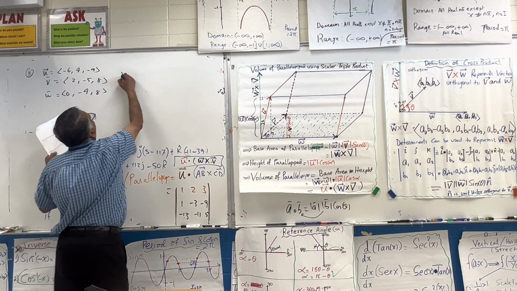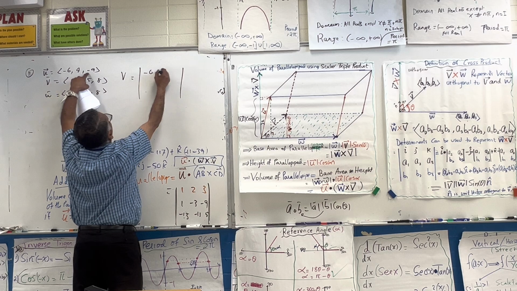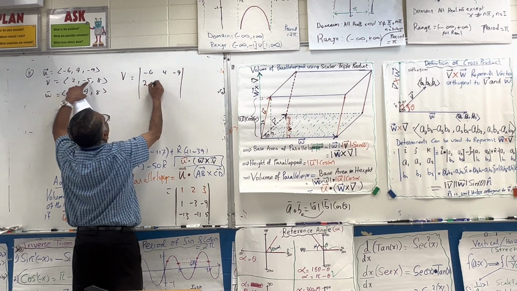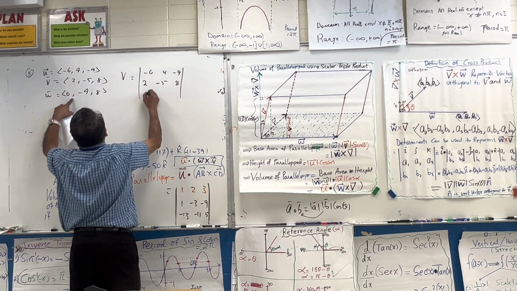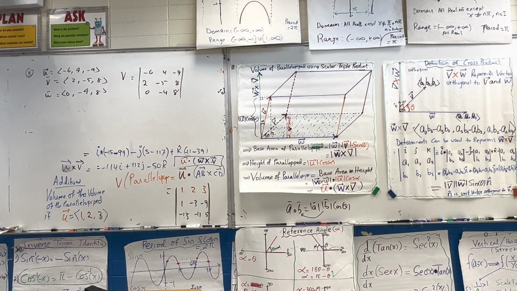So all you do is put those numbers in for the volume. What are the numbers? Minus 6, 4, minus 9, 2, minus 5, 8, 0, minus 4, 8. Done. See? So simple.